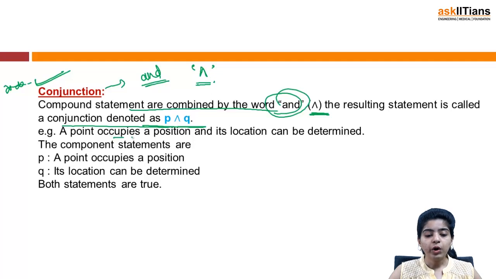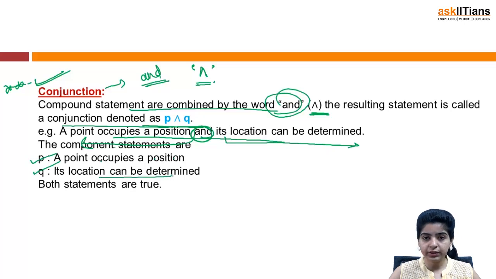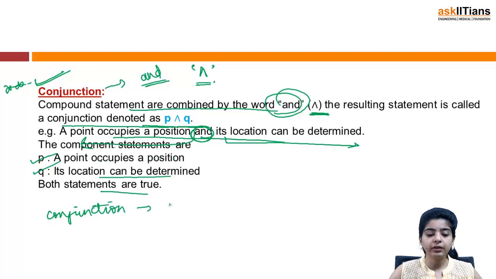So for example, a point occupies a position and its location can be determined. You can see this conjunction. The component statements: P, a point occupies a position, is one component statement, and Q, its location can be determined, is another component statement, and both the statements are true. So in conjunction you just have to remember that the compound statements are combined by and, and the symbol for it is this. We'll be discussing the corresponding truth table also, so you'll get to know what exactly we mean by this.